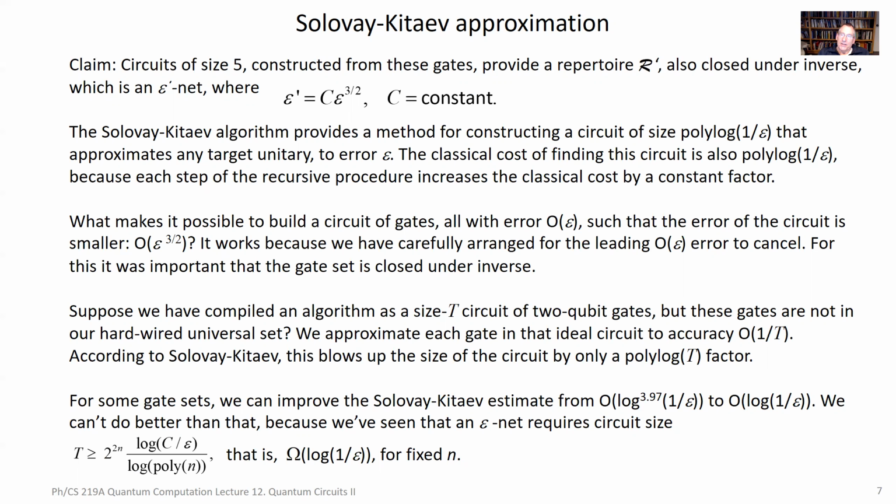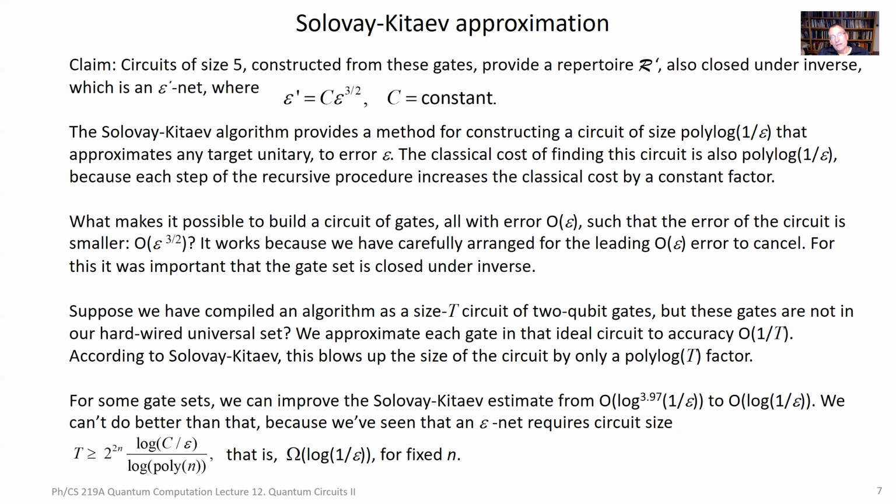And that means when expressed in terms of epsilon, the classical cost of finding the circuit is a power of a log of 1 over epsilon as well. So we can find the circuit efficiently, and it's an efficient circuit with a size that only grows polylogarithmically in 1 over epsilon. It seems like a bit of a miracle that it could work, because we started out with gates which had an order epsilon error, and we built circuits out of them.